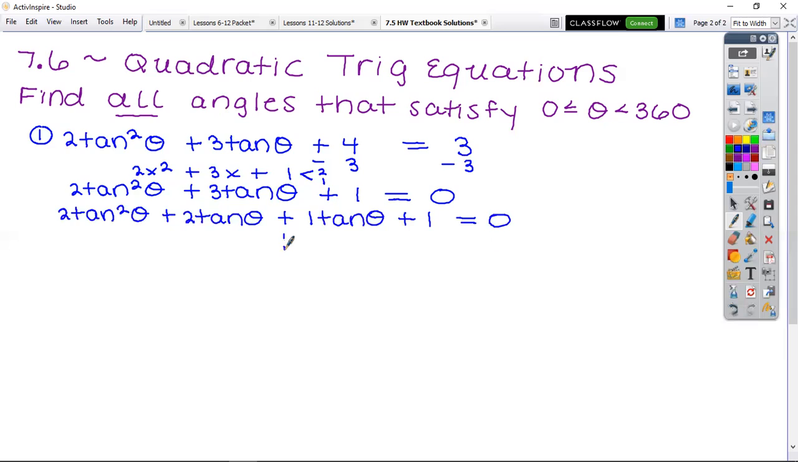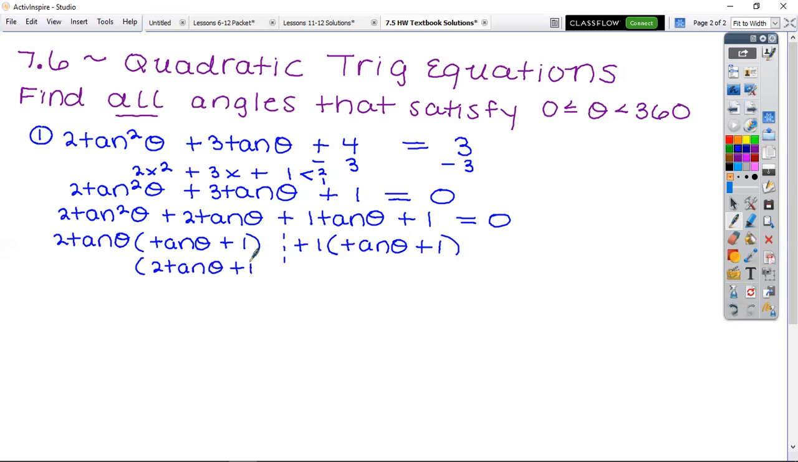Now you're going to do your grouping. On the left-hand side, I can remove 2 tan theta as my GCF, leaving me with tan theta plus 1. Other side, I can remove 1 only, and I'm left with tan theta plus 1. So yes, it still applies to trig functions. So what remains is 2 tan theta plus 1, as well as tan theta plus 1. Jumping ahead of myself there.